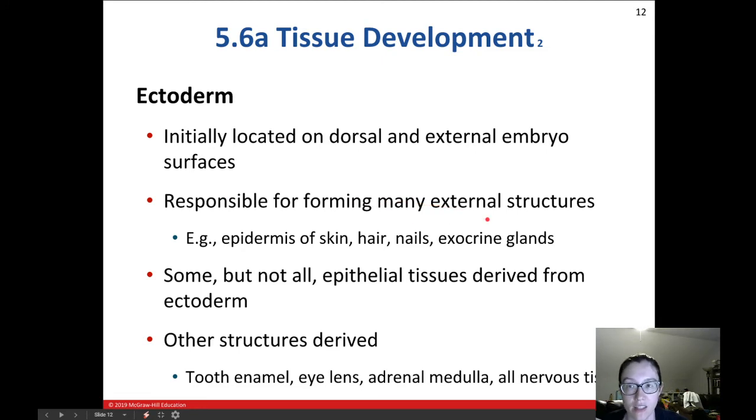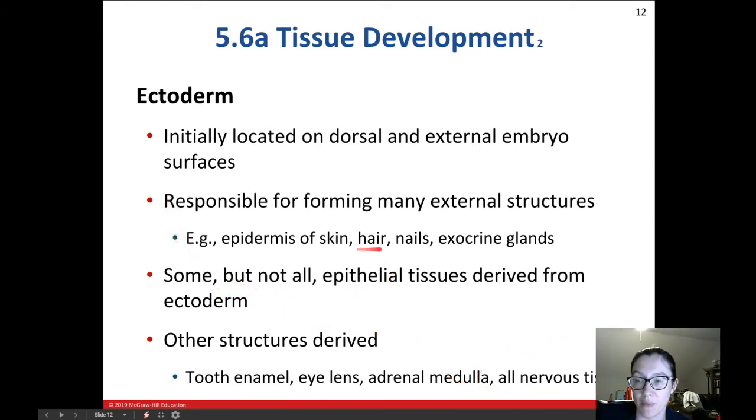So this tissue is going to be forming eventually the epidermis of the skin, the hair, the nails, the exocrine glands, so all of the things we're talking about in next chapter. Some, but not all, of our epithelial tissues are derived from the ectoderm. So a lot of them are going to be derived from the ectoderm. And then other structures that come from the ectoderm are things like the tooth enamel, the lens of the eye, the adrenal medulla, and all nervous tissue. So nervous tissue comes from the ectoderm too.